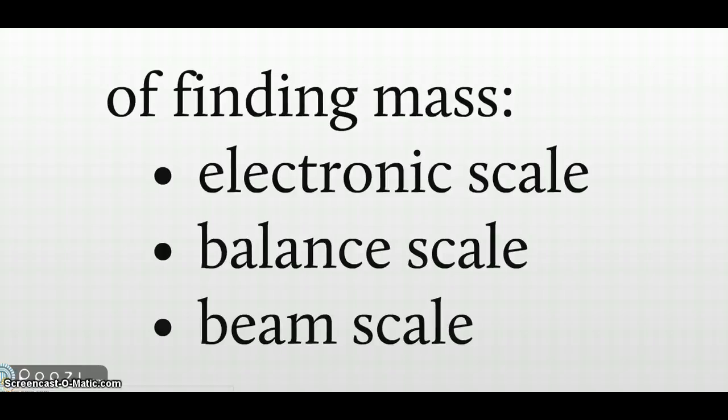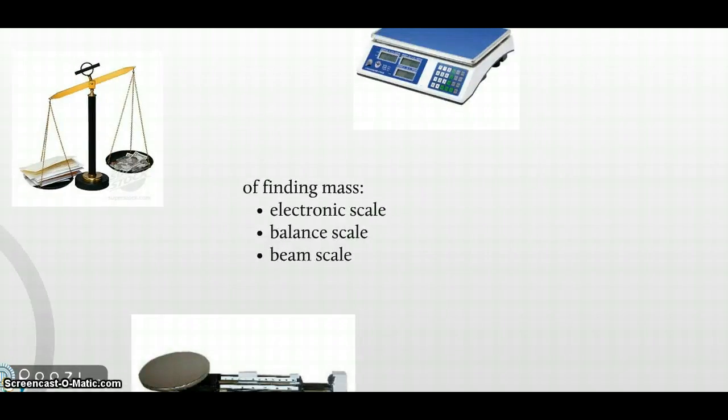So here we're going to find mass. There are three different kinds of scales: an electronic scale, which is the blue one in the right corner, a balance scale, which is the one to the left with the money and the letters, and then there's a beam scale, which is hiding down there. All three of these scales measure how much an object weighs, which is the mass of the object.